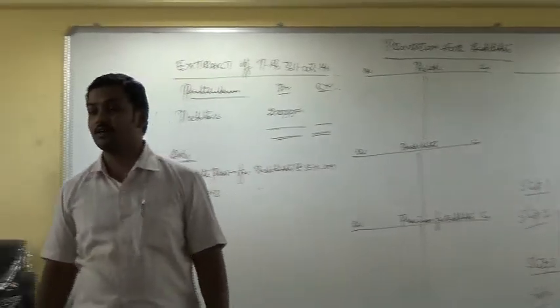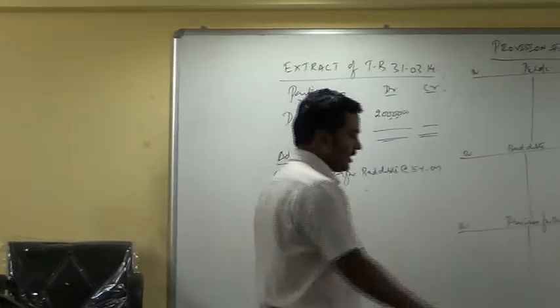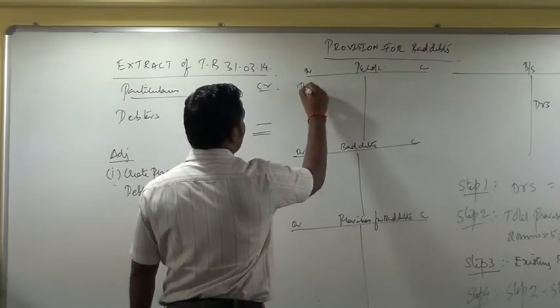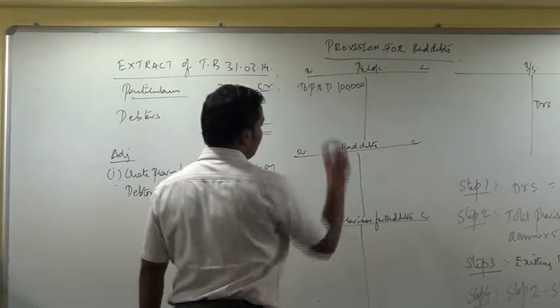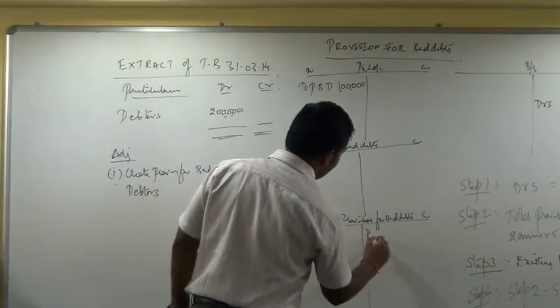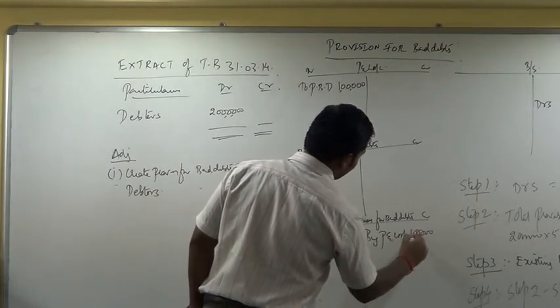Is it clear? So what entry are we going to pass? Profit and loss account debtor to provision for bad debts. Give a posting of this entry. P&L account, you write to provision for bad debts, 1 lakh. Provision for bad debts account, you write by profit and loss account, 1 lakh.